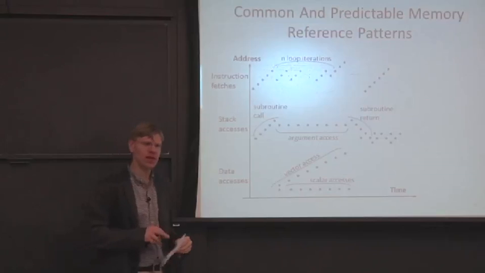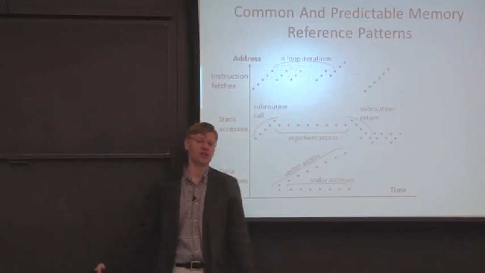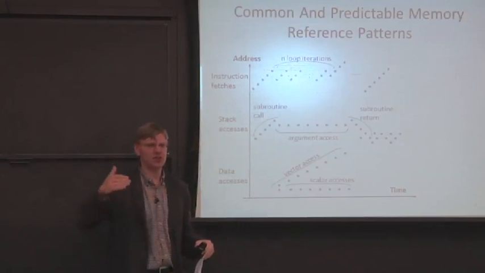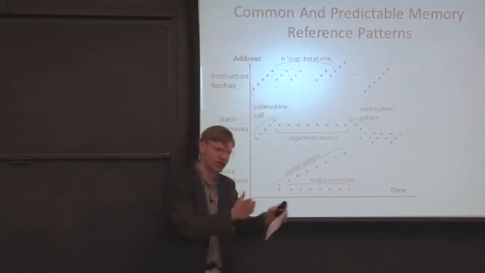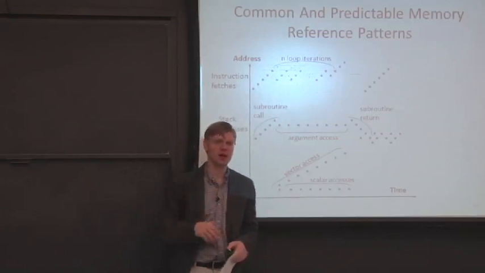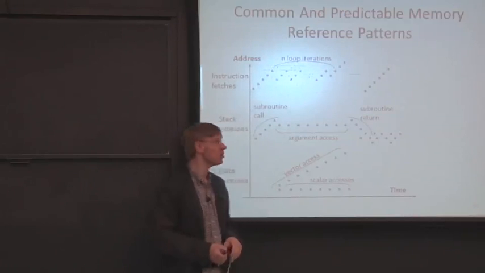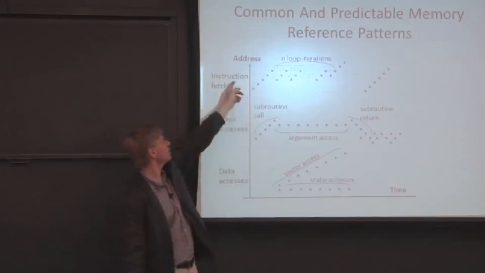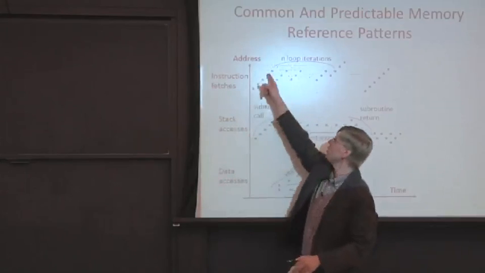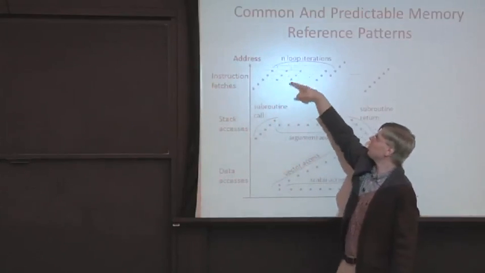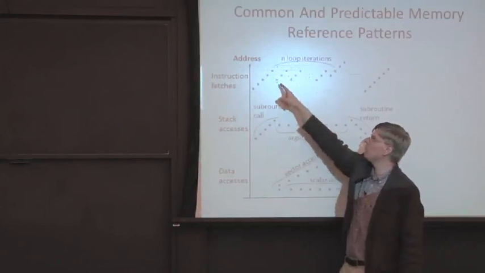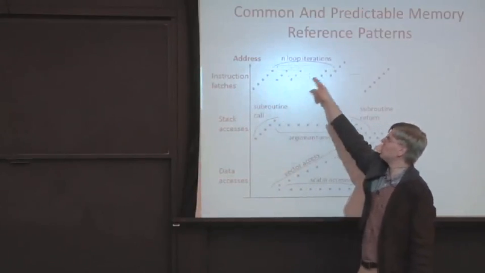So let's start off by looking at something like an instruction fetch. Typically, programs will execute in order. They'll execute the first instruction, then the next instruction, and the third instruction, with the addresses monotonically increasing, unless you hit a branch. So let's take a look at some instruction fetches. We start off by executing some code. And then we're going to execute a loop here. When we're in the loop, we're going to be executing the same piece of code over and over again.